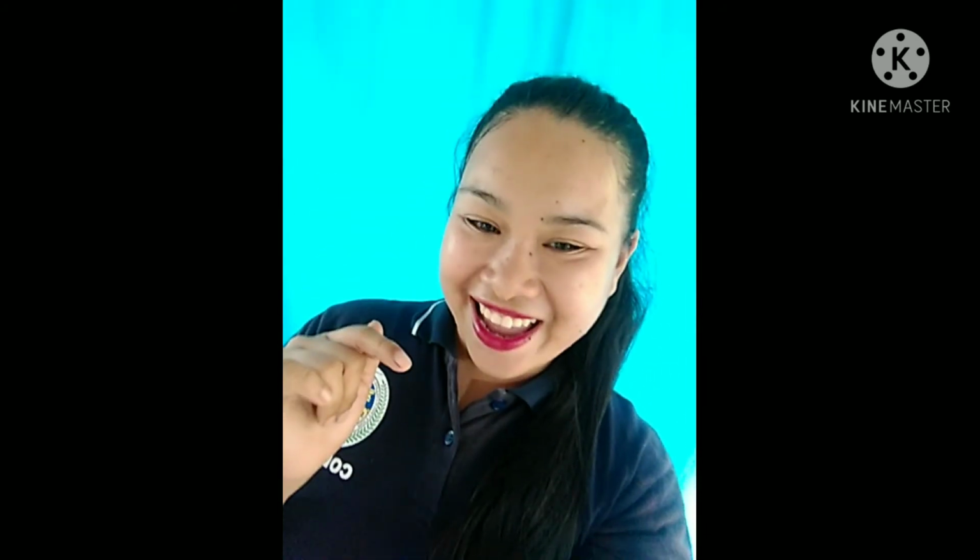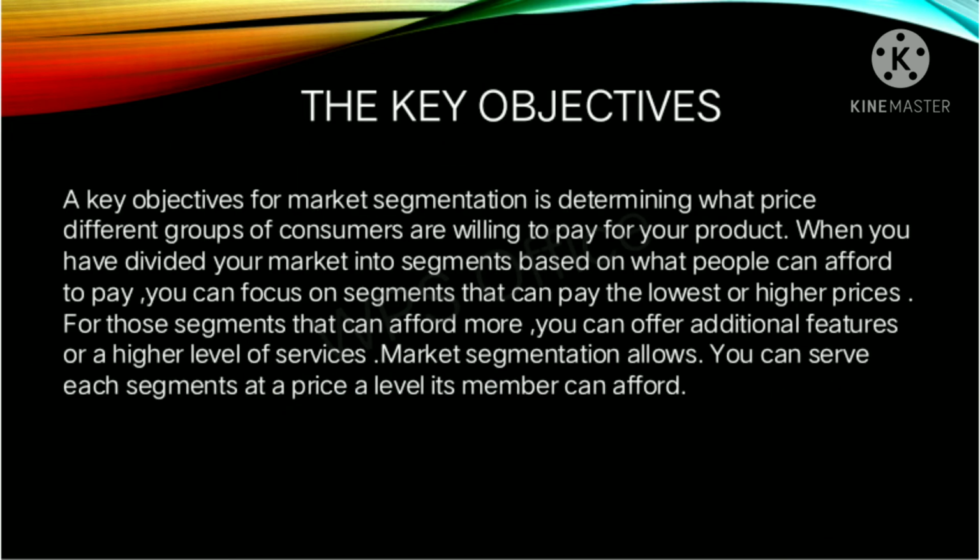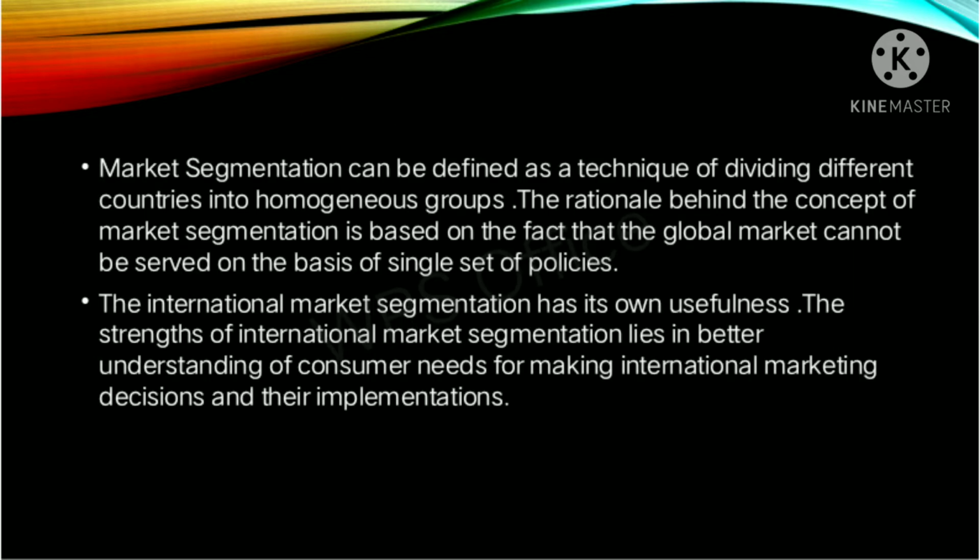Let's get started. International market segmentation. A key objective for market segmentation is determining what price different groups of consumers are willing to pay for your product. When you have divided your market into segments based on what people can afford to pay, you can focus on a segment that can pay the lowest or higher prices. For those segments that can afford more, you can offer additional features or a higher level of services. Market segmentation allows you to serve each segment at a price level its members can afford.